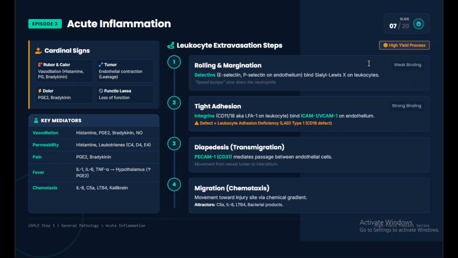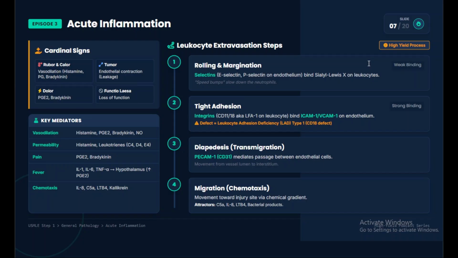Now the key mediators of the inflammation are, first, vasodilation, which is mediated by histamine, prostaglandin E2, bradykinin, and nitric oxide. The second is permeability, which is mediated by histamine and leukotrienes C4, D4, and E4. And the third is pain, which is mediated by PGE2 and bradykinin.